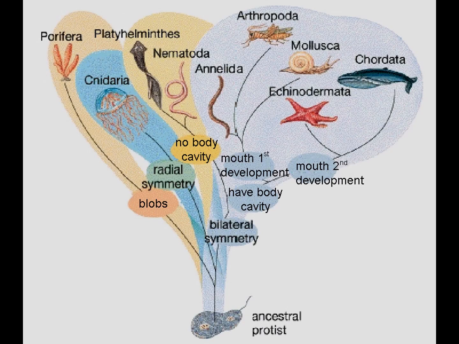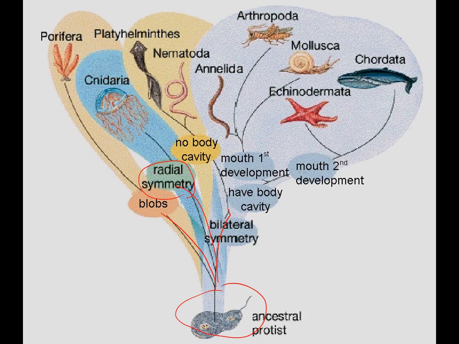This is a very simple phylogenetic tree for animals. If you notice, go to the bottom where you've got the ancestral protist. As we come up from there, we've got the asymmetrical animals, just as blobs there. You've got the radial animals, which are cnidarians and ctenophores here. And then if we take the bilaterally symmetrical branch, it comes up and we've got two branches again.